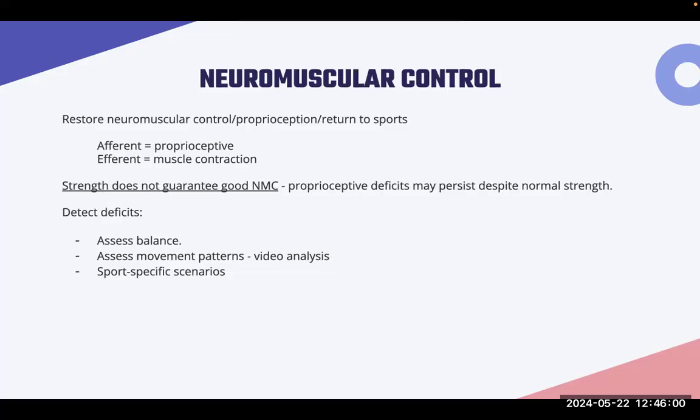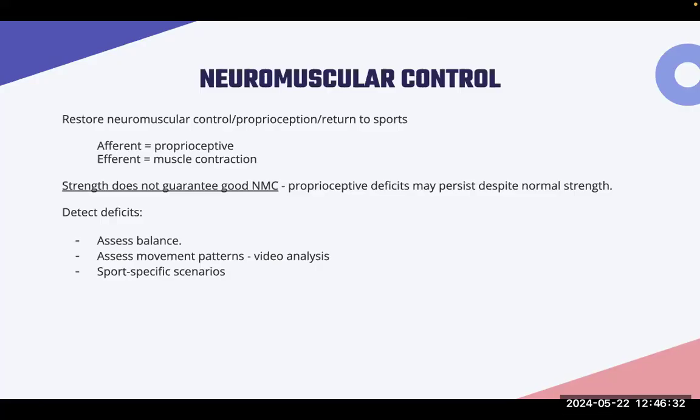Now is neuromuscular control. So we say that, hey, they have full range of motion and full strength. Those are a lot of the things that we use to say, hey, this person might be ready to start going back into play. But we don't just send them out in a game, right? Because we know that their neuromuscular control can still be lacking. And so really, we want to make sure that we restore that and we test that before sending them out. Otherwise, they're going to have an increased risk of injuring themselves. When they talk about afferent, it's proprioceptive, and then efferent, which is muscular contraction.